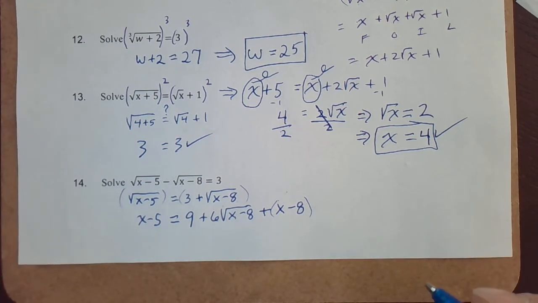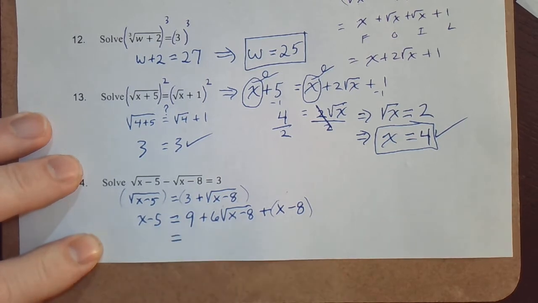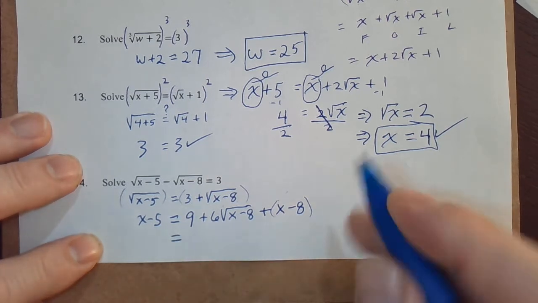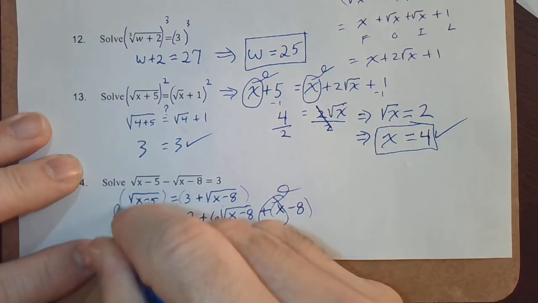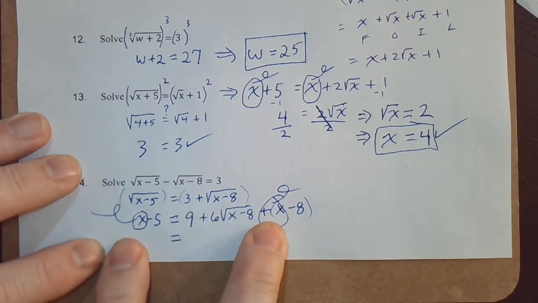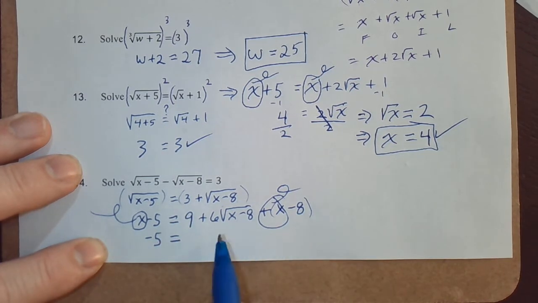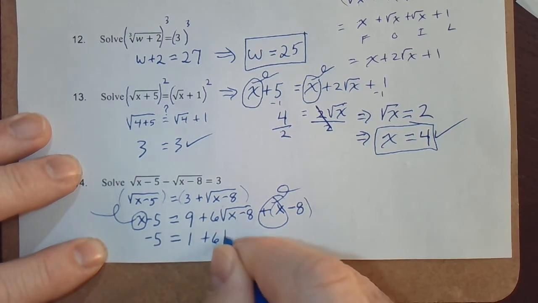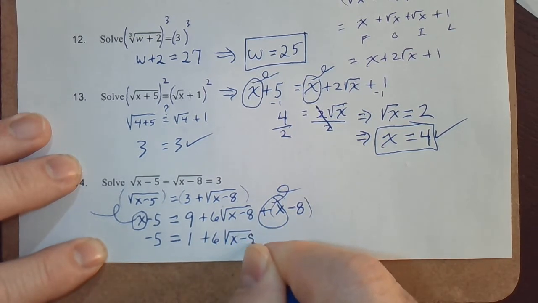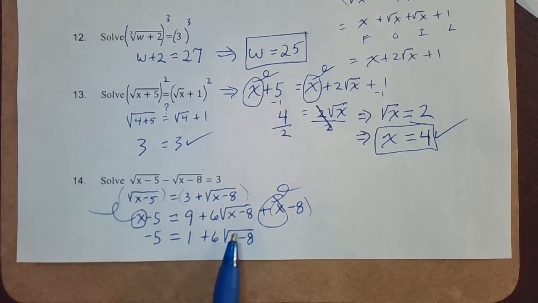Okay, so let's see what we get now. I can subtract x from both sides. I'm going to do just a little bit of simplifying here. That x and that x are going away. I subtract x from both sides, and it gives me a negative 5 there. And now I'm going to combine the 9 and the negative 8. 9 minus 8 is 1. So now what we have is negative 5 equals 1 plus 6 times radical x minus 8.